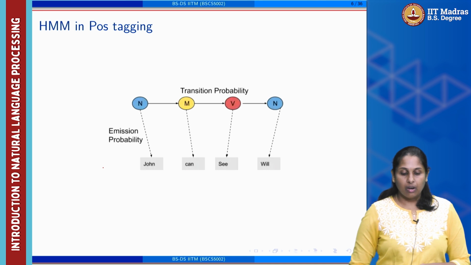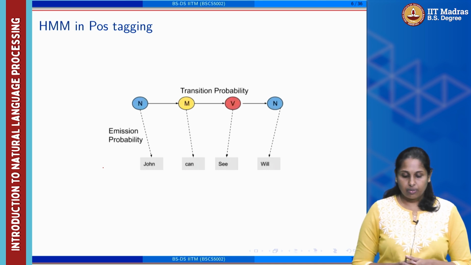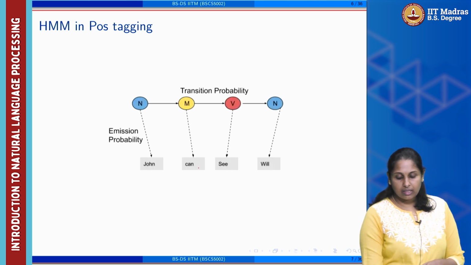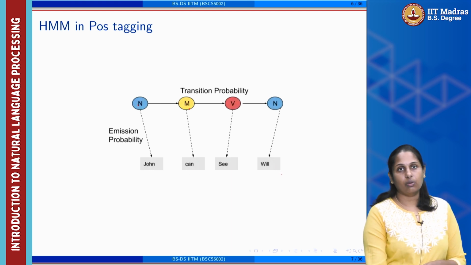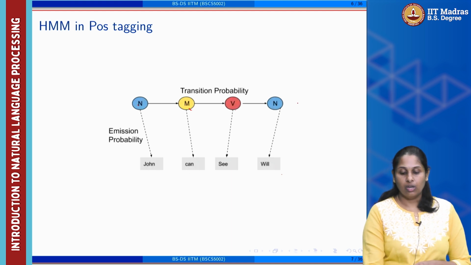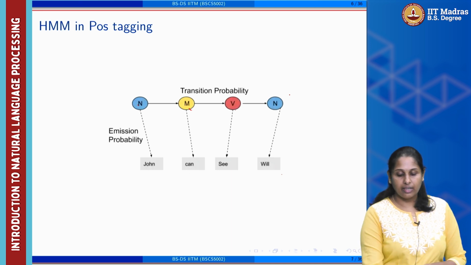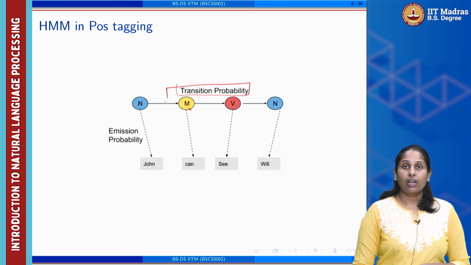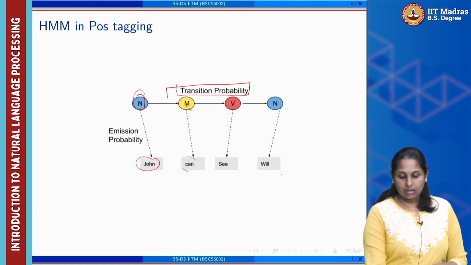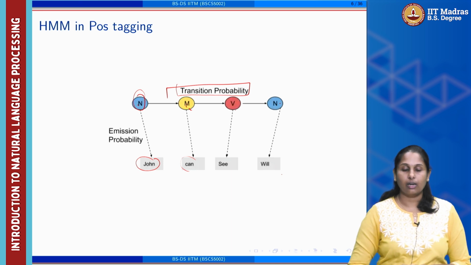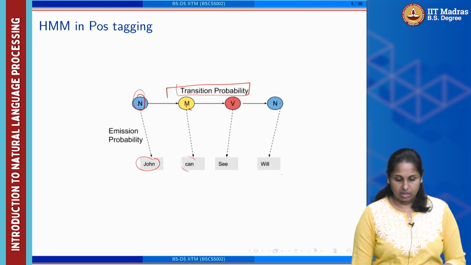HMM finds the most likely sequence of POS tags that could produce the observed sequence of words. For example, take the transition probability in the sentence, let's say, John can see will. How many times a noun is followed by a modal verb, and a modal verb by a verb, and a verb by a noun? This kind of transition between the tags is identified by transition probability. Whereas emission probability identifies how many times John occurs as a noun, can occurs as a modal verb, and will occurs as a noun.